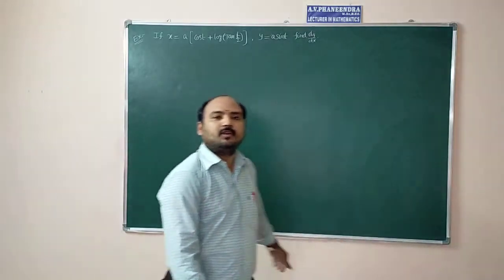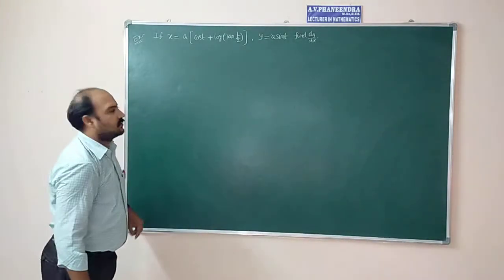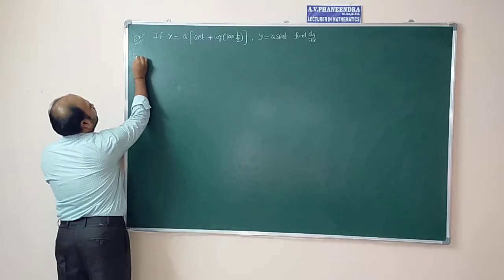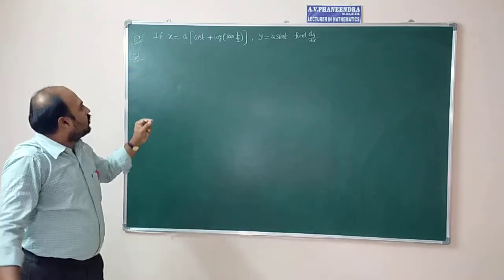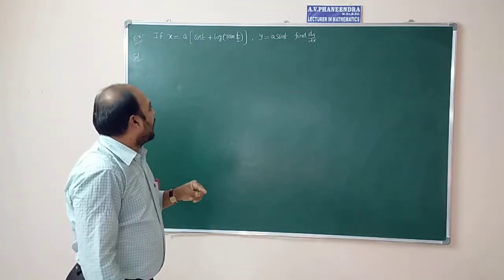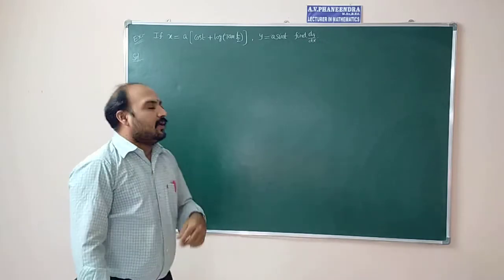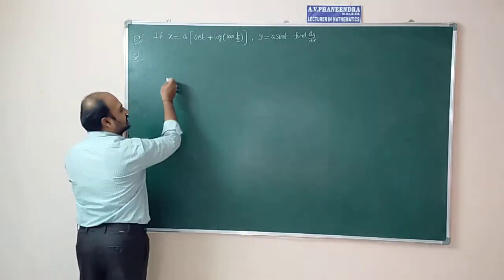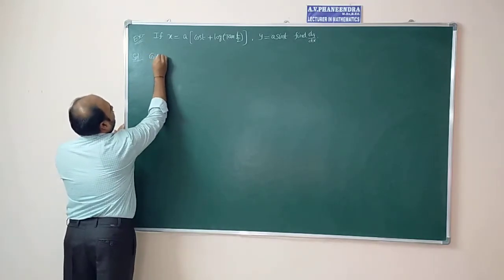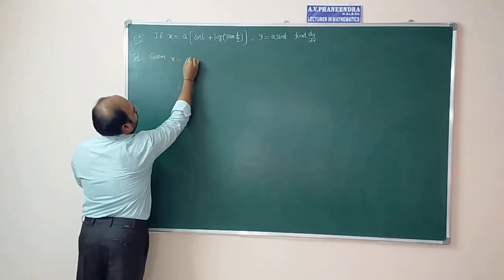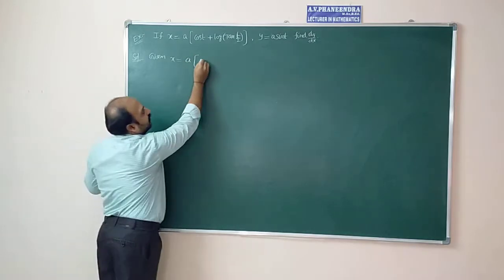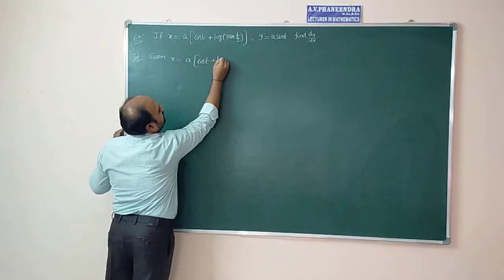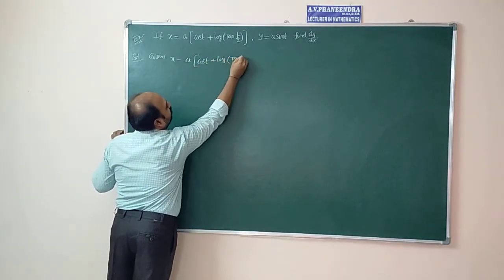The next question and the last question in this session. If x is equal to a into (cos t plus log of tan t by 2) and y is equal to a sin t, then find dy by dx. First, the x value you can consider. Given x is equal to a into (cos t plus log of tan t by 2).